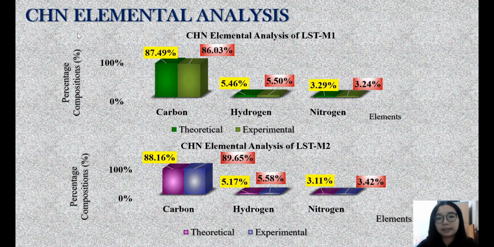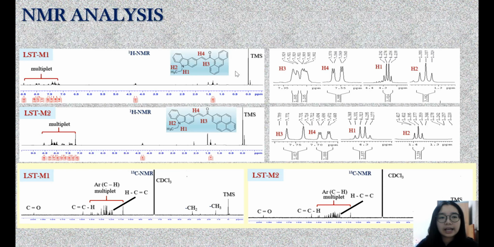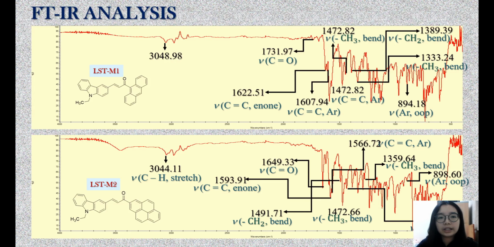Here is the CHN elemental analysis, and it can be summarized that both of the compounds are very pure, because between the theoretical and experimental sets of data, the percentage of error is very low, below 1% for each of the elements in the molecule. The structural identification for both of the compounds can be characterized via NMR analysis. The infrared analysis pinpoints the vibrational bands for each of the vibrational frequencies of the functional groups for the molecules themselves.